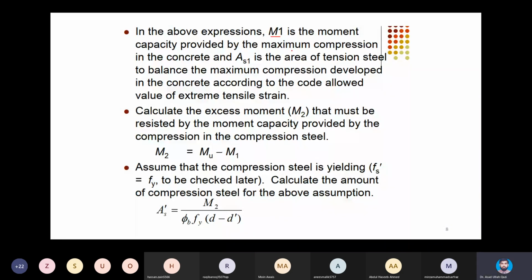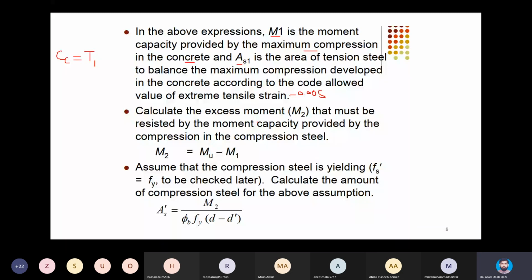So what you will do then, in the above expression, M1 is the amount of capacity provided by the maximum compression in concrete, which is CC, and AS1 is the area of tension steel to balance that CC. I may call it T1, the tension force developed by the steel, which is AS1, developed in the concrete according to the code allowed value of extreme tension strain, which is actually 0.005. So based on this, I will get one couple between steel and concrete.